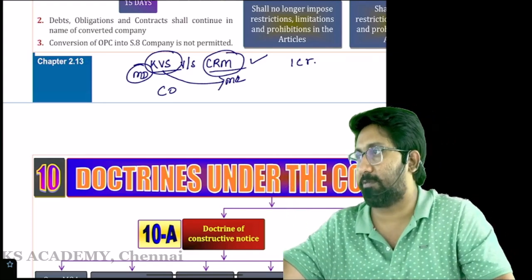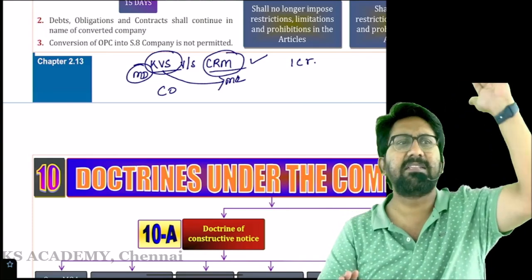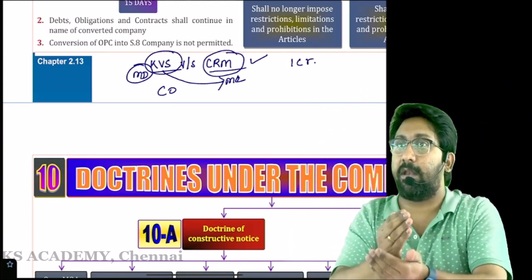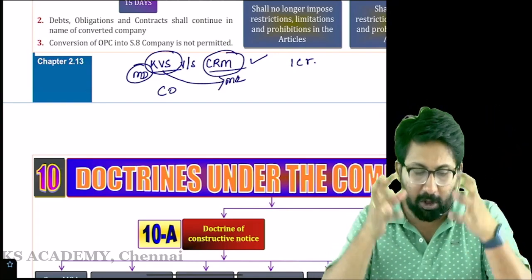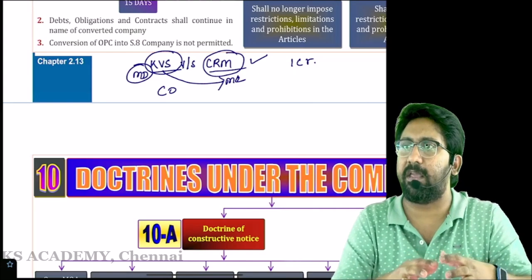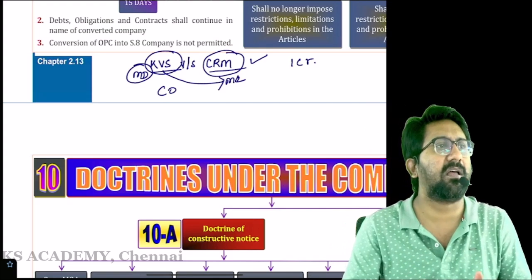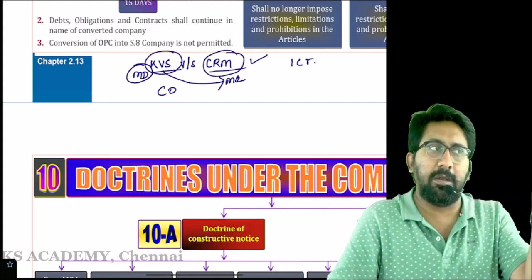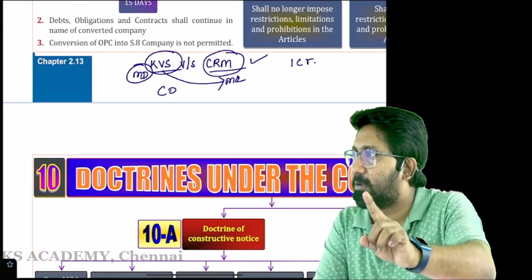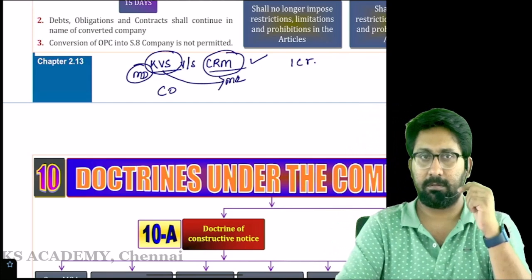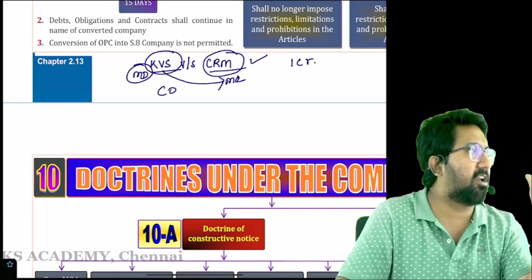Sir, there will be two types of objects. Number one, the main objects of the company. Next are the ancillary and incidental objects. Now we need to check the borrowing powers of that company in the main objects and the ancillary and incidental objects. Answer: ancillary. In main you should not check. If borrowing is the main object, that becomes a banking company. It should be in the other object.